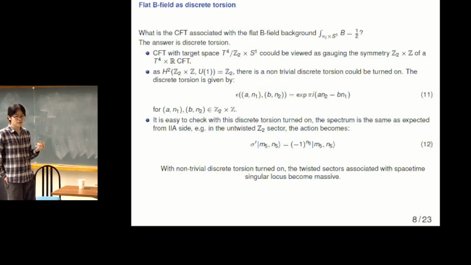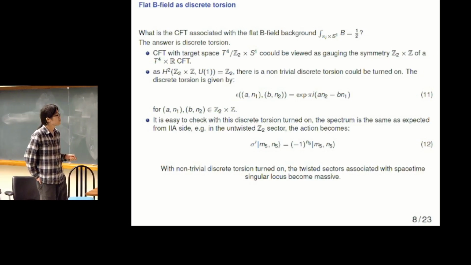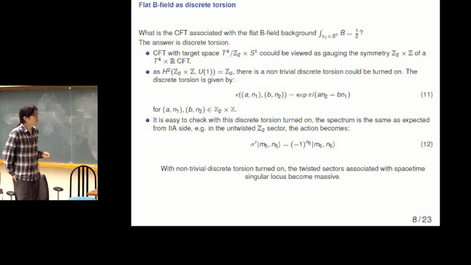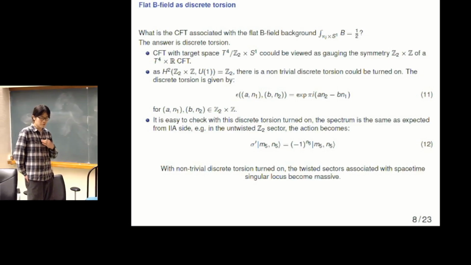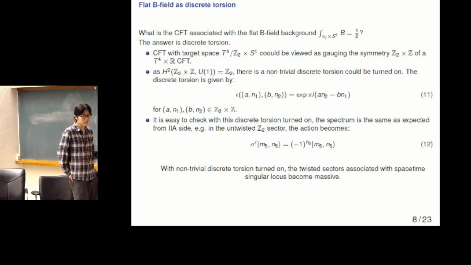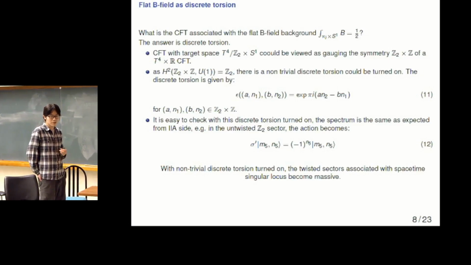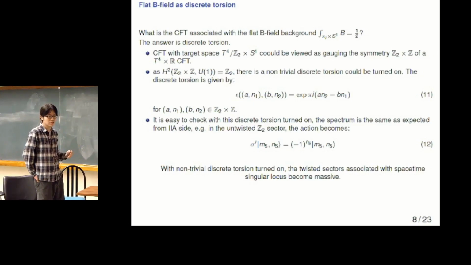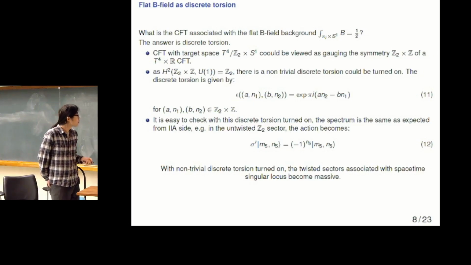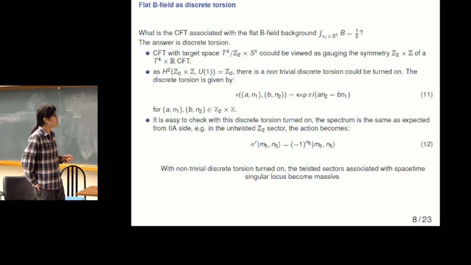And then what you are going to see is that it gives exactly the same spectrum as you expected from the type 2A side. For example, in the untwisted Z2 sector, we see that the action will act on the winding number and gives the non-trivial prefactor. And also in all the twisted sectors, you can easily see that you can pin down the entire perturbative sector of the string spectrum, and you can see that they are all massive, although they are associated with space-time singularity. So the conclusion is that with non-trivial discrete torsion turned on, the twisted sector associated with the space-time singular locus becomes massive.